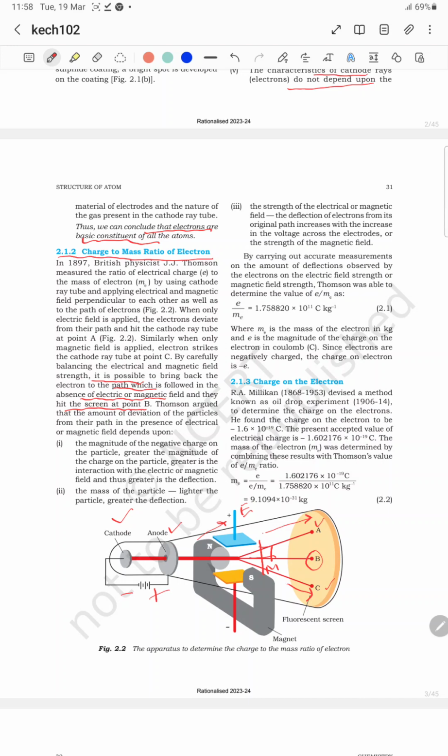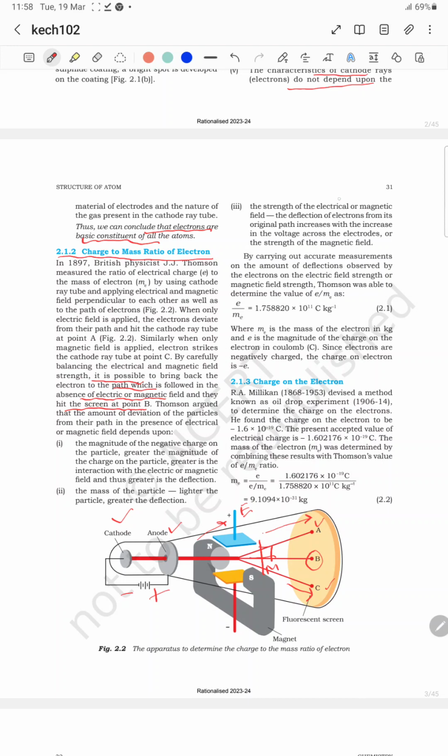Thomson argued that the amount of deviation of the particles from the path in the presence of electrical or magnetic field depends upon the magnitude of the negative charge on the particle. Greater the magnitude of charge on the particle, greater is the interaction with the electric or magnetic field, and thus greater is the deflection. Regarding the mass of the particle, lighter the particle, greater the deflection.